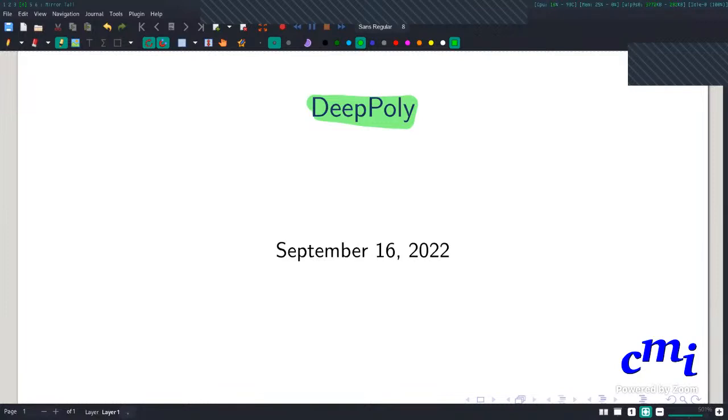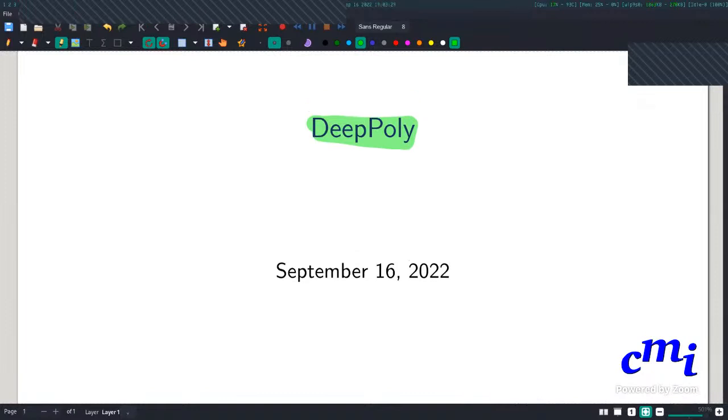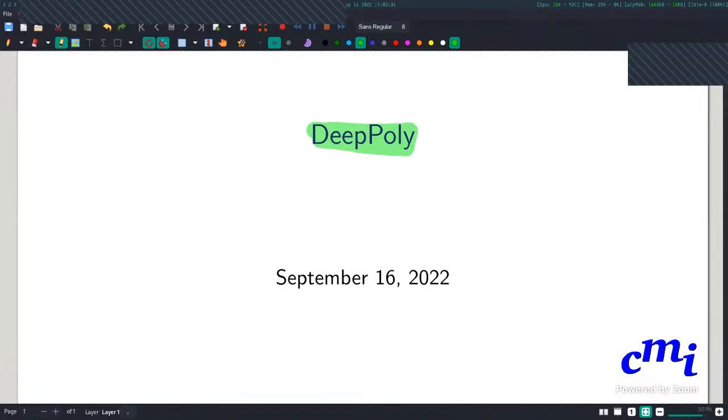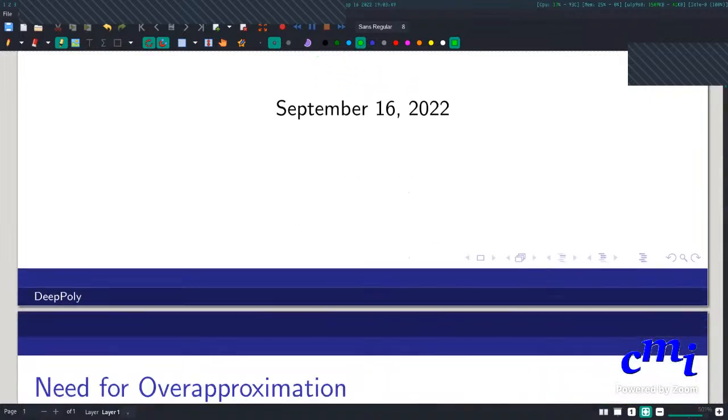I'll maybe not be able to get into the details of the technique, but I'll at least be able to motivate why we need over-approximation and what sort of over-approximation in a neural network context means. What they do is borrow a term from program analysis called abstract domains, and they use that in this neural network verification context, and I'll explain that from a neural network verification point of view.